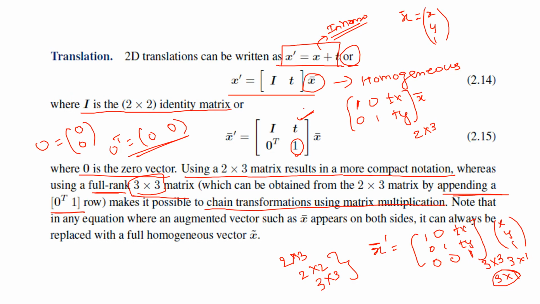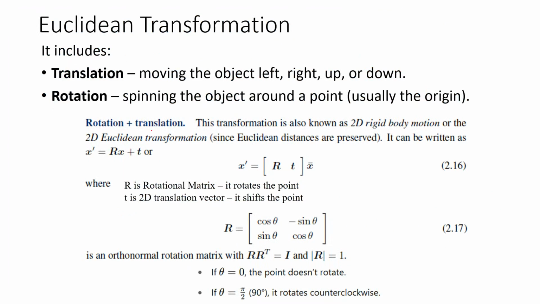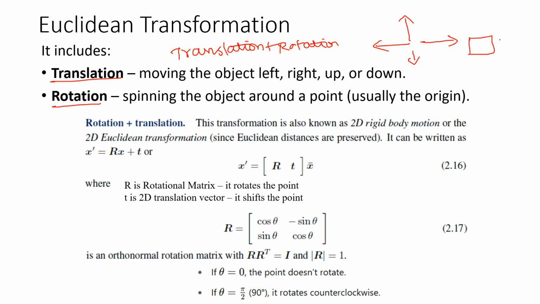Okay, on performing this operation, the normal 2D translation will be translated into projective space. Then Euclidean transformation. Euclidean transformation includes translation plus rotation. What we know, the translation can be done either moving left, moving right, moving up, or moving down. If we have a square, we can move to left, move to right, move up, or move down without changing any orientation, right?